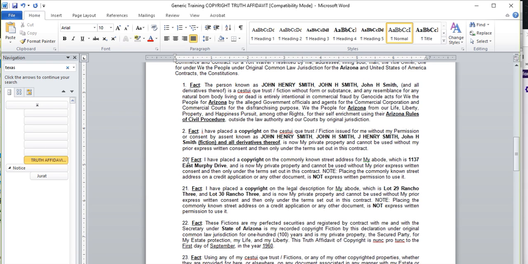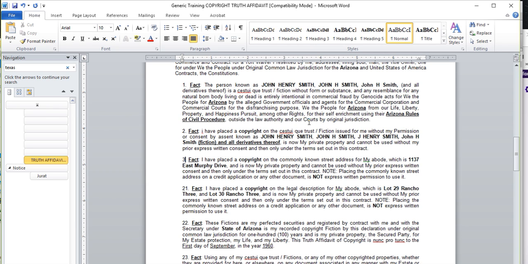Anyways, so this gets into the meat. Actually, I need to renumber some of these paragraphs here too. So we'll do that while we're talking here. Anyways, so this is fact. The person known as John Henry Smith, John H. Smith, John A. Smith, and all derivatives thereof is a Satanic trust fiction, without form or substance, and any resemblance from any natural body living or dead is entirely intentional and commercial fraud by genocide acts for we the people for Arizona by the alleged government officials and agents for the commercial corporation and commercial courts for the disenfranchising purpose.